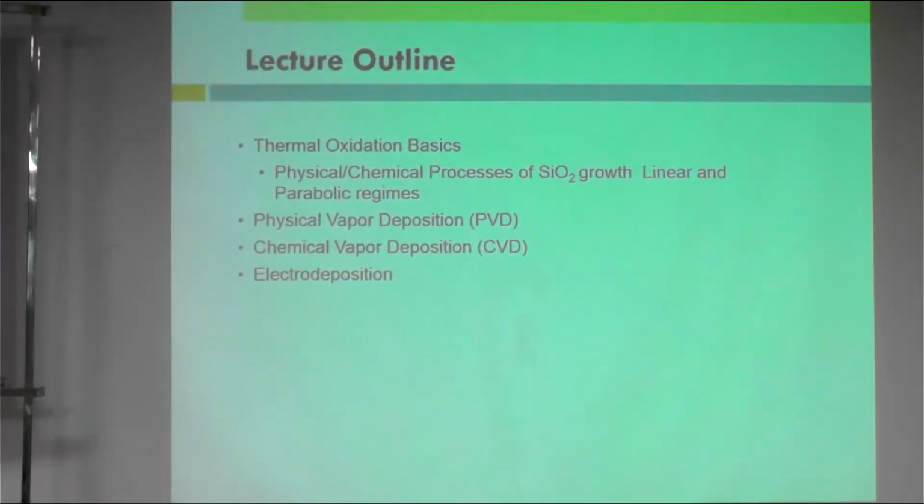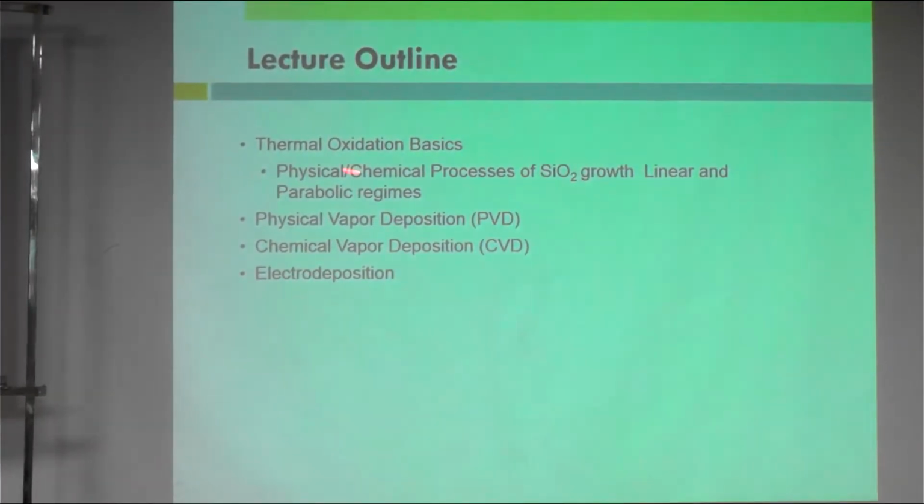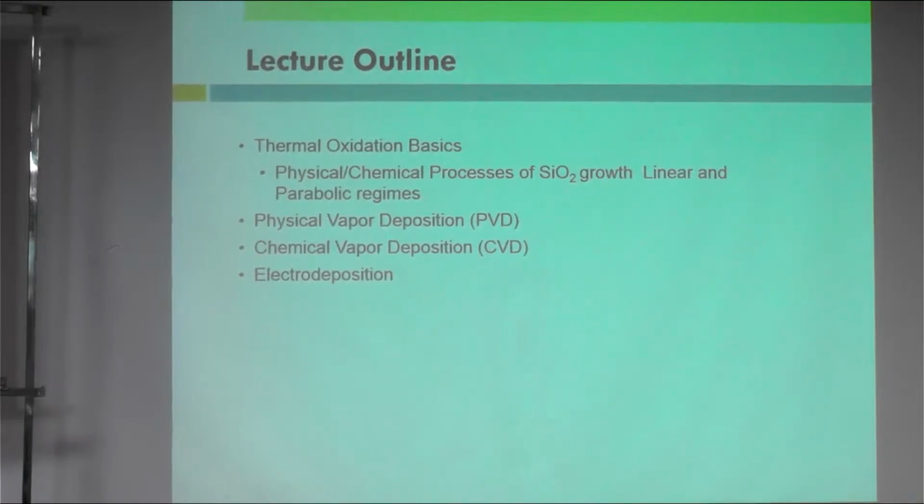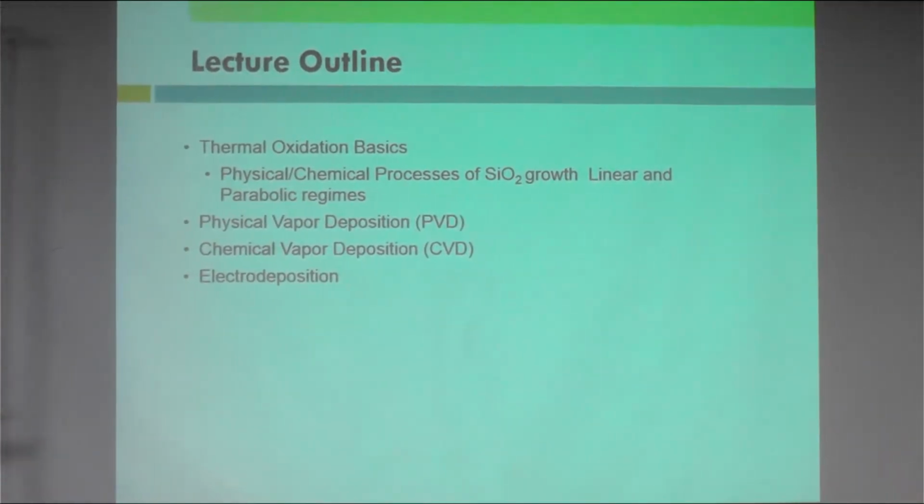So what we're going to look at today is thermal oxidation, the basic process and some fundamentals, and physical vapor deposition, which is very common in MEMS fabrication, or we call it PVD. Then we have chemical vapor deposition, what is it all about? Then finally, we look into electrodeposition. These are the processes which are quite common in MEMS fabrication or microfabrication.